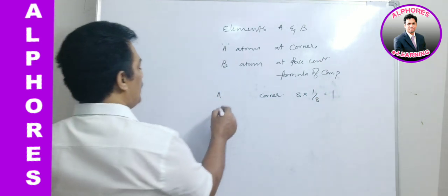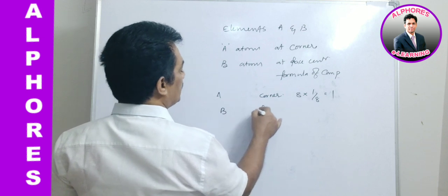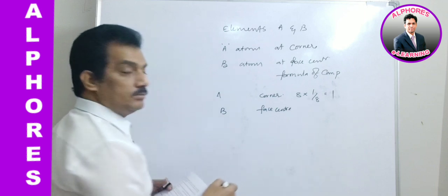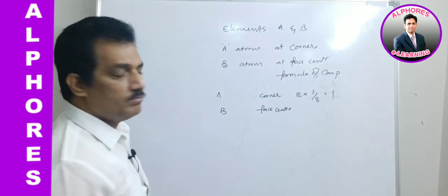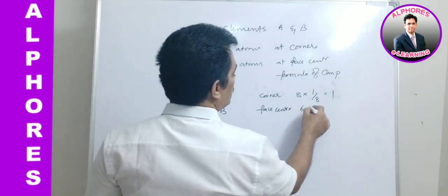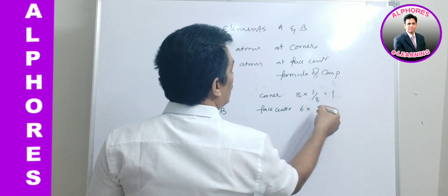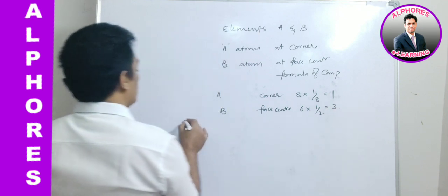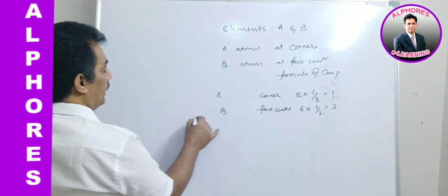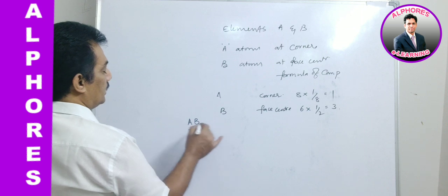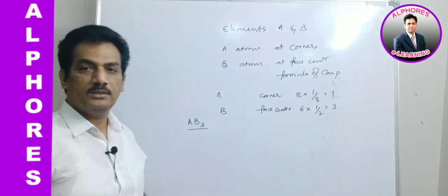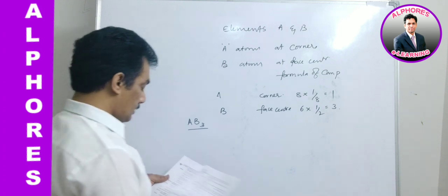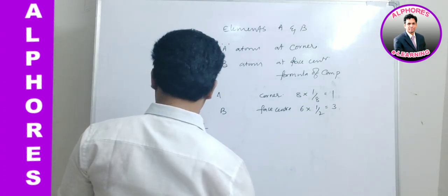Clear? And B atoms are present at face centers. How many face centers can we assume for the cubic unit cell? 6, and the contribution of each lattice point or each atom is 1 by 2, that is 3. So here A atoms are 1 and B atoms are 3 in number, and thereby AB3 is the formula of the compound. Is it? And next we have to go for the second problem.